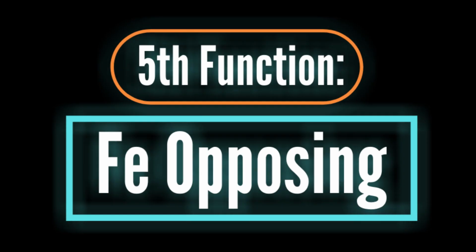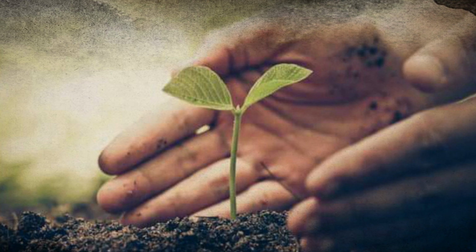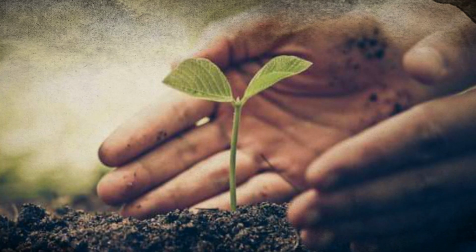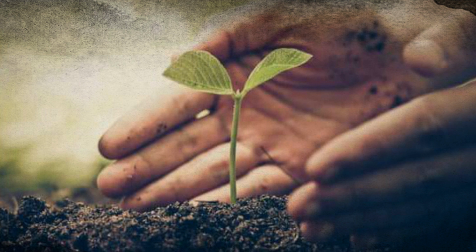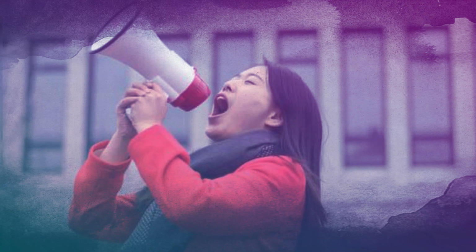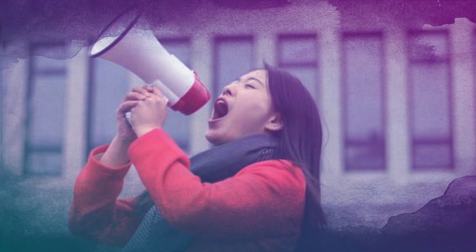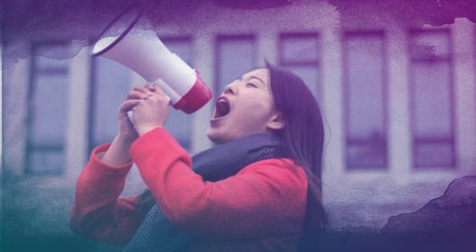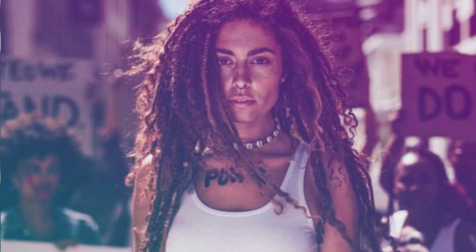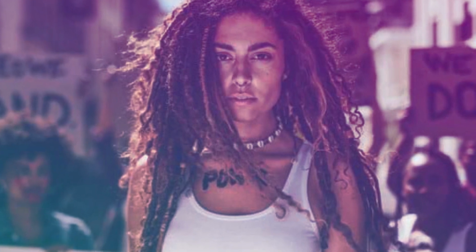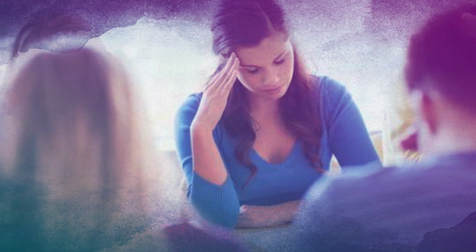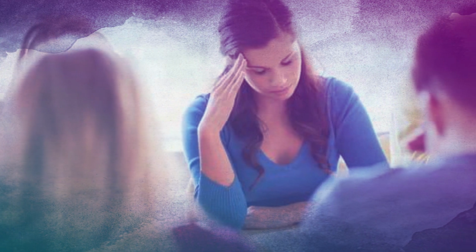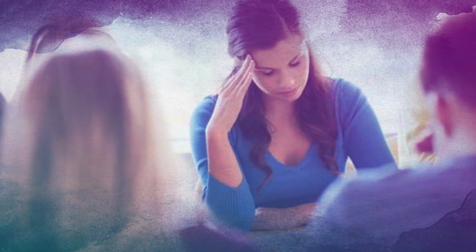INFP fifth function, Fe opposing. INFPs are very protective of their personal values and sense of integrity. They normally don't seek to impose their values on other people, but that can change when they feel they are being imposed upon or heavily judged for being who they are. When INFP feels their personal values and sense of individuality is being obstructed by obligations and responsibilities to others, they may fight against it using specially selected societal values that support their view and perspective.